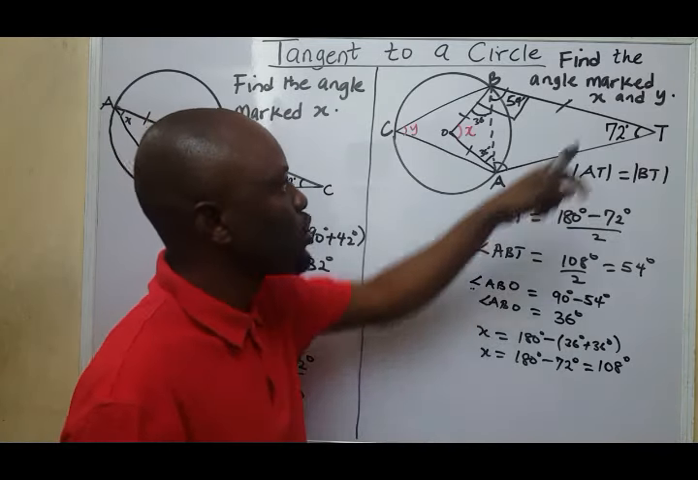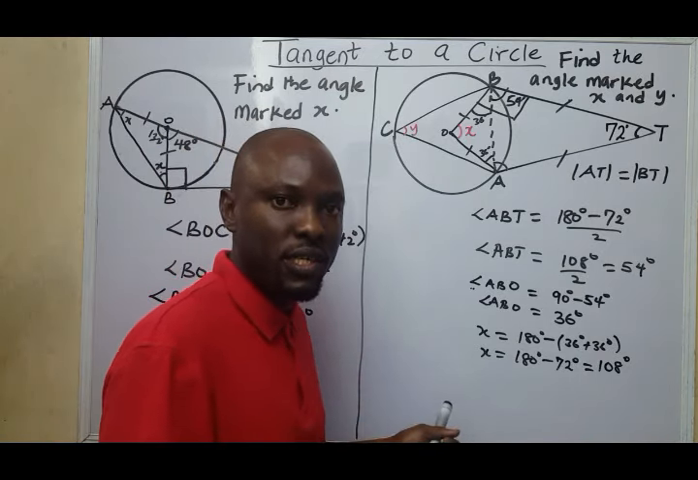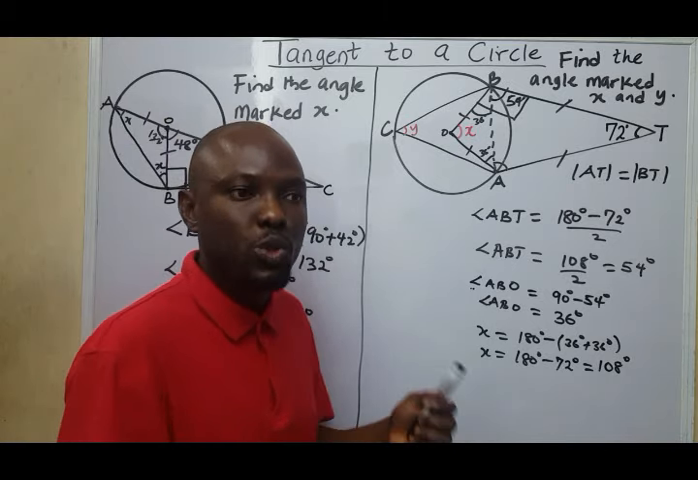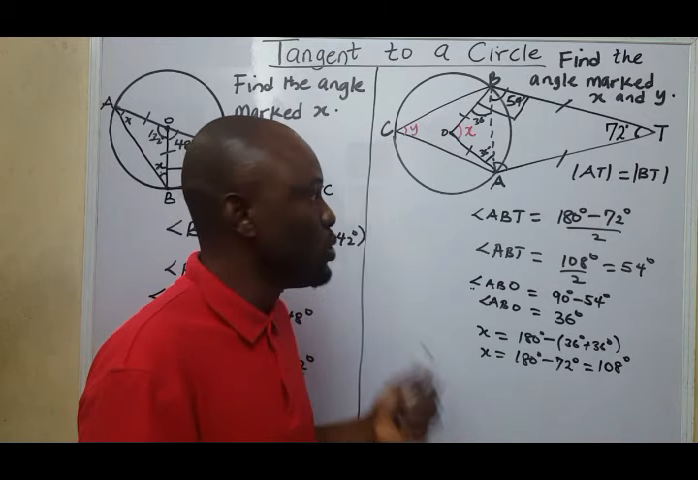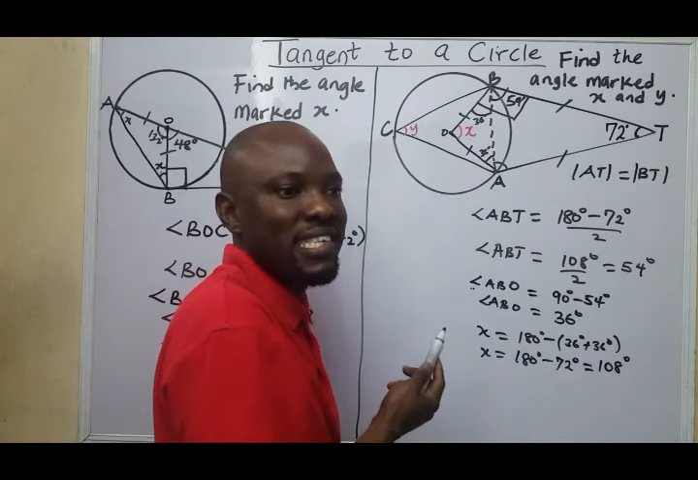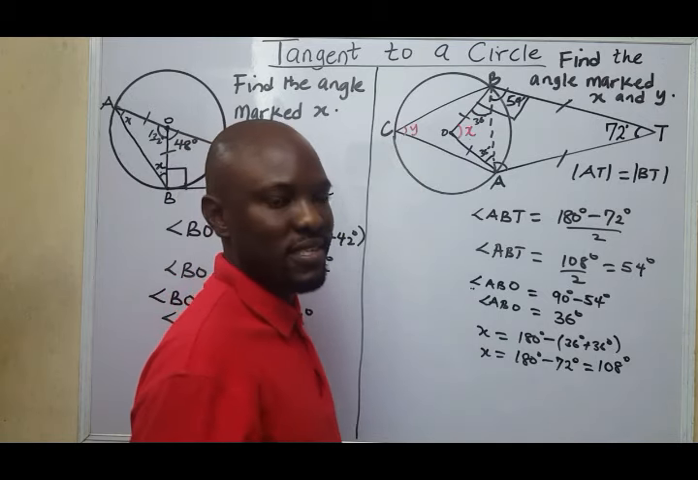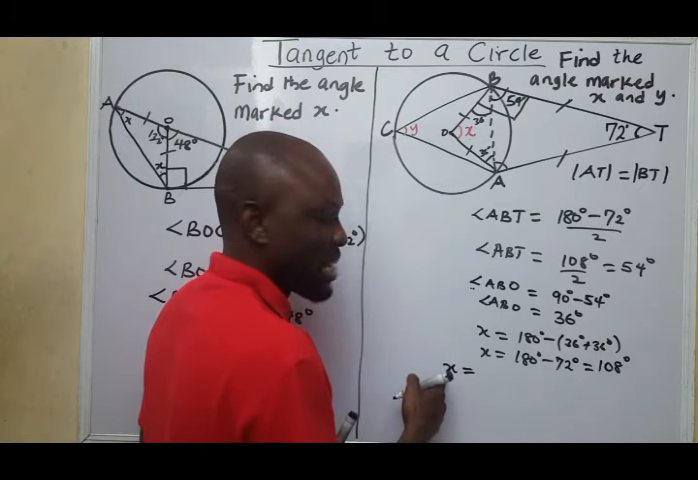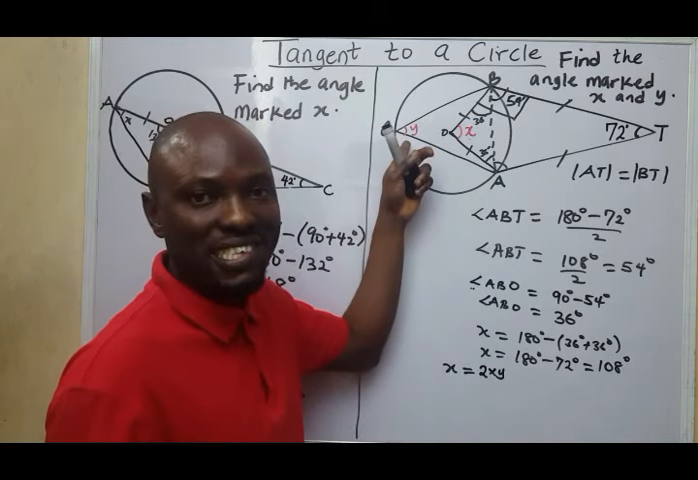Now, if you remember, I want to get Y now. If you remember the theorem which states that the angle which an arc subtends at the center is 2 times that at the circumference. Now, you can check my video on that. You will understand that concept better. Now, you can see the relationship between X and Y is that X is at the center and Y is at the circumference. So, if we go by that theorem, X, the angle at the center, is 2 multiplied by Y, the angle at the circumference.